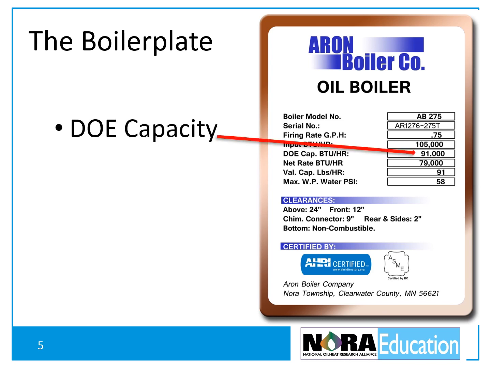The DOE capacity is a U.S. Department of Energy rating of the BTUs when fired at a specific gallon per hour input. The net rate is used to select a properly sized boiler based on a heat loss calculation. It includes a 15% allowance for piping and pickup losses.